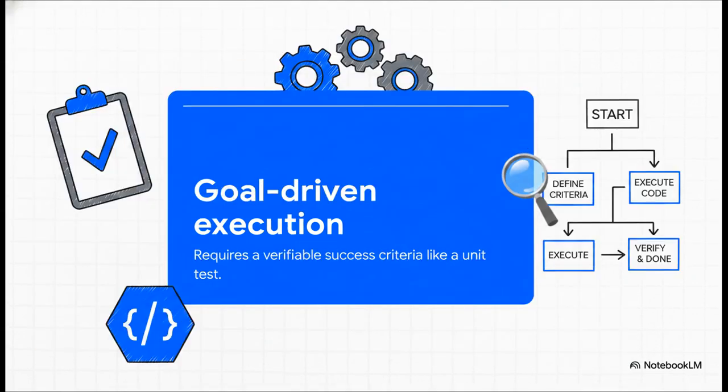Now, what's really interesting about this slide is this fourth principle, goal-driven execution. This one is the ultimate game changer for AI reliability. It requires the AI to define verifiable success criteria, like writing a unit test, a reproduction script, or an acceptance check before it declares a job done. It's all about observable completion, rather than just throwing vague instructions at it and hoping for the best.